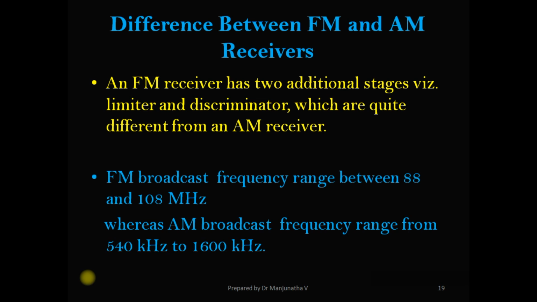We can see the difference between the FM and AM receivers. The FM receiver has two additional stages, the limiter and the discriminator, which are quite different from the AM receiver. The FM broadcast frequency range is between 88 MHz to 108 MHz, but in the AM receiver it is 540 kHz to 1600 kHz.